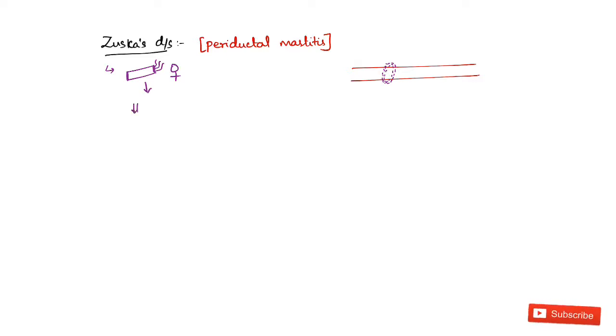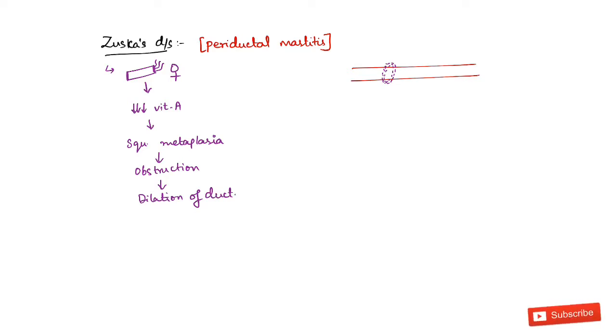In smokers, there is an observation that vitamin A is low. So there will be a deficiency of vitamin A. This leads to squamous metaplasia, as we heard about at the start of the video. This leads to an increase of the epithelial cells, causing obstruction of the duct. And due to this obstruction, there will be an abnormal dilation of the duct. This is the main pathogenesis regarding Zuska's disease.